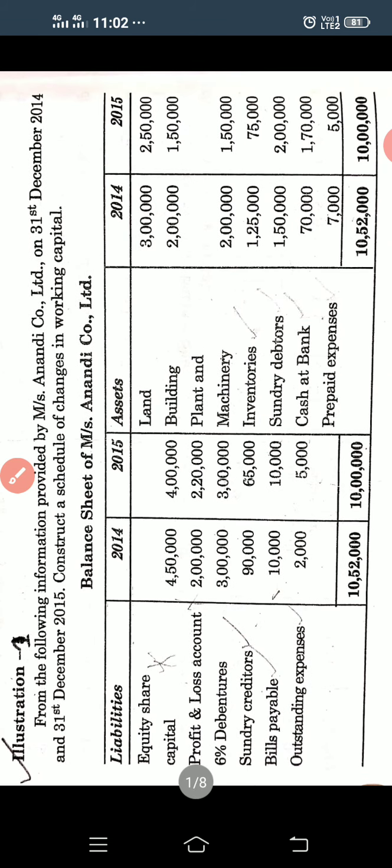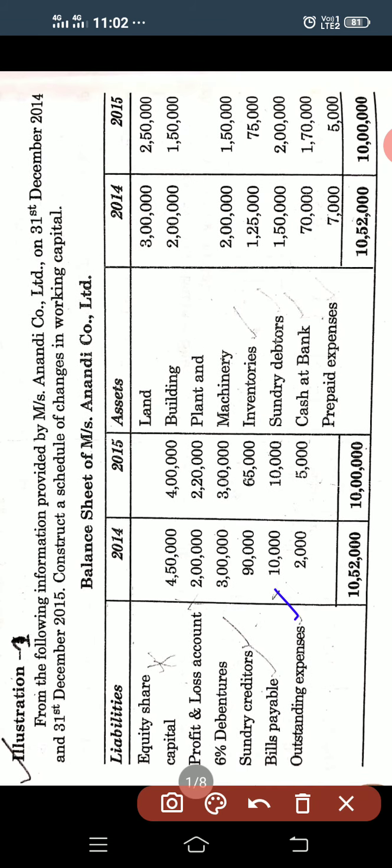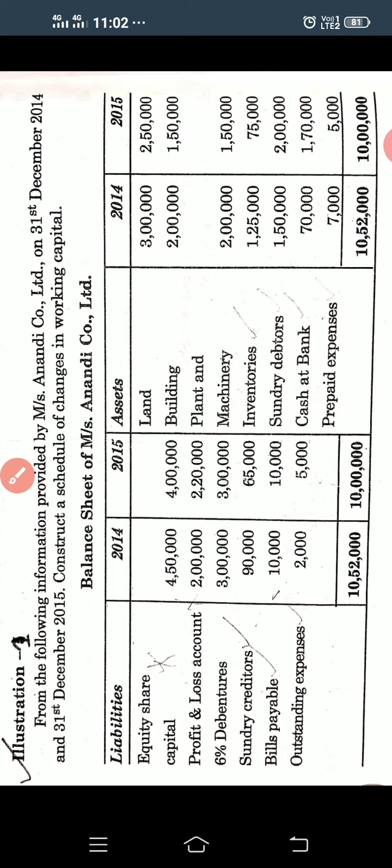So record that here, bills payable 10,000 and 10,000. And the last one is the outstanding expenses, 2,000 and 5,000. So record that, outstanding expenses 2,000 and 5,000. Now make a total of this. You will get 1,02,000 and here it is 80,000. That is total current liabilities.